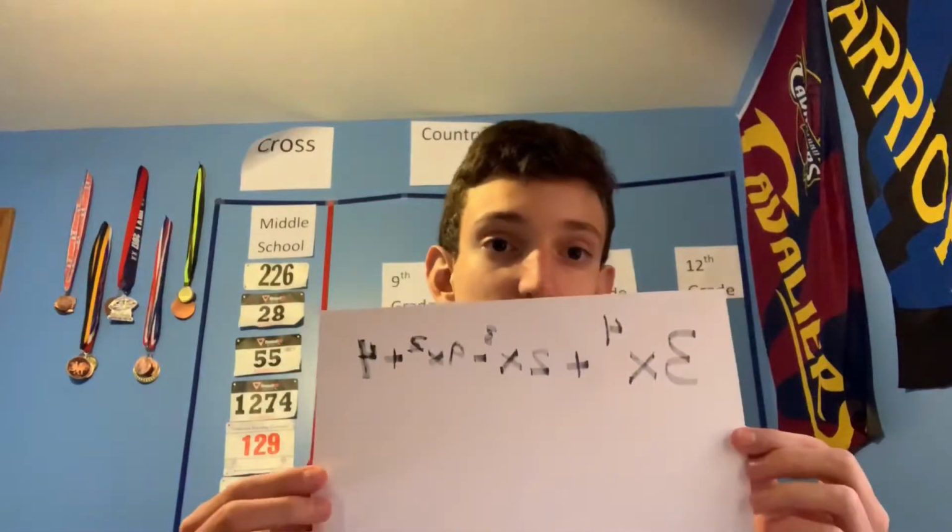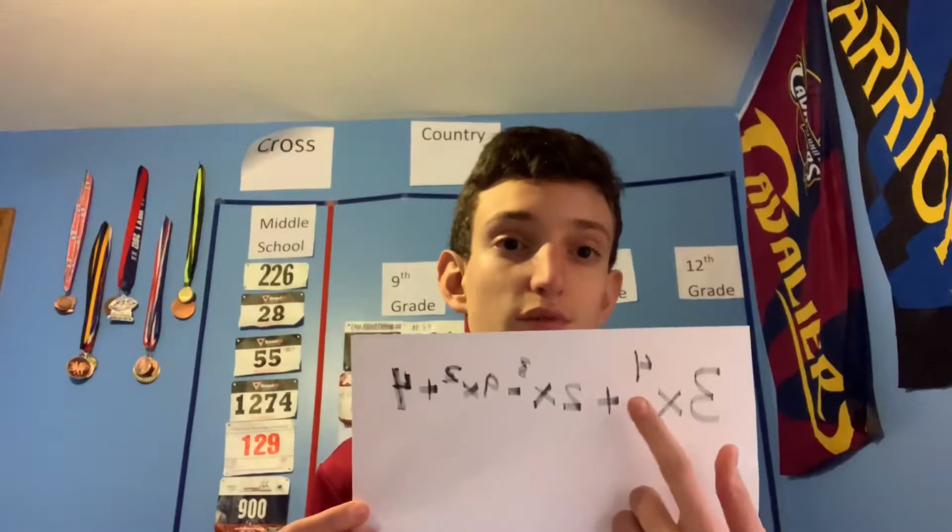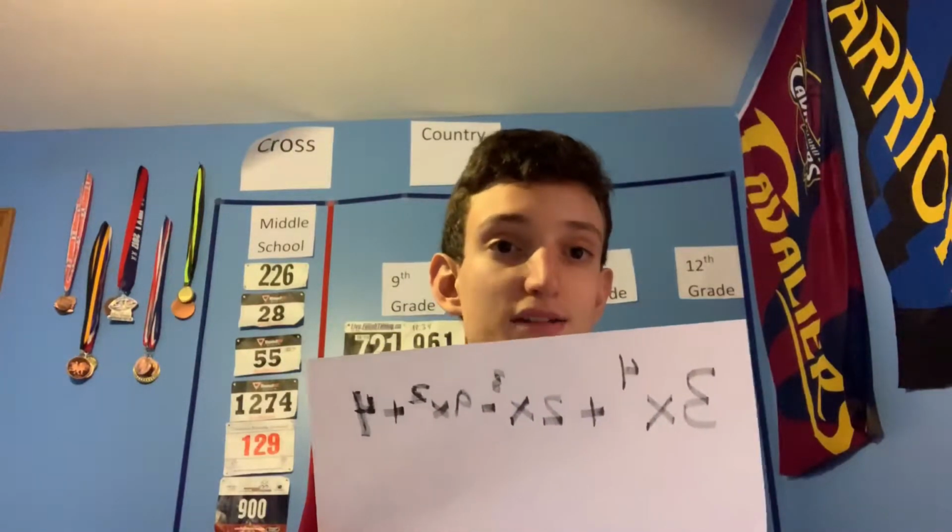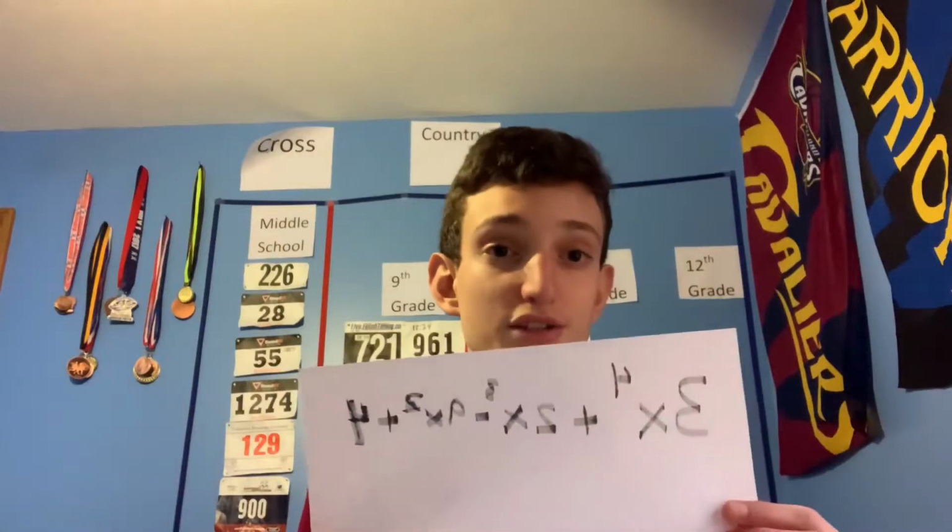Today I'll be talking about identifying 6 easy things in a polynomial. The first thing is degree. You look at your equation, in this case it's 3x to the fourth plus 2x cubed minus 9x squared plus 4, and you look for the highest exponent. In this case it would be 4, and that's your degree.